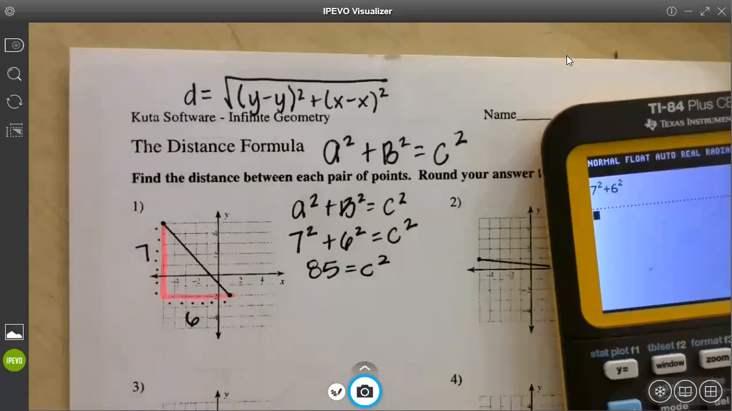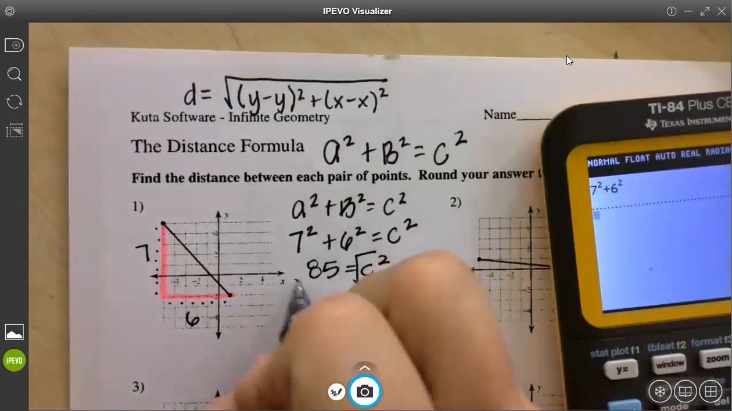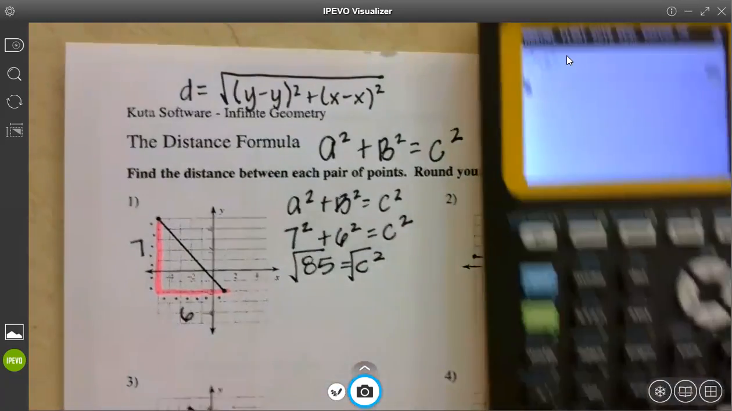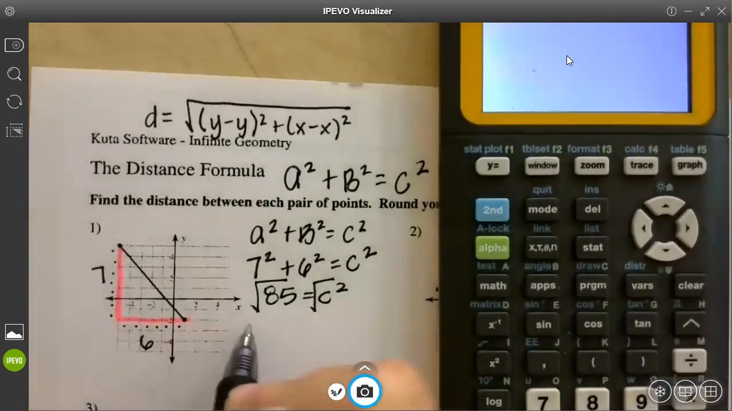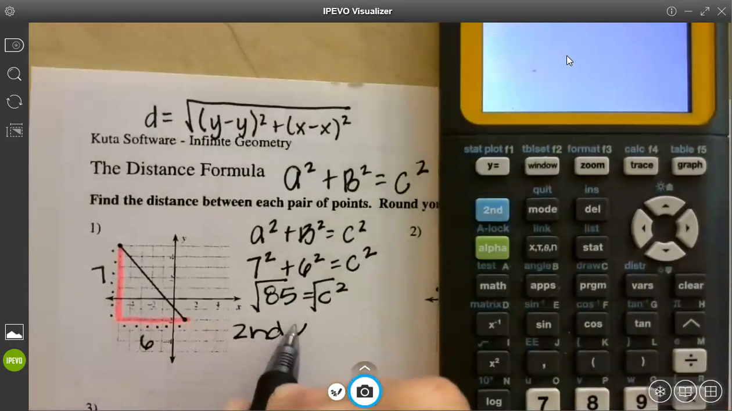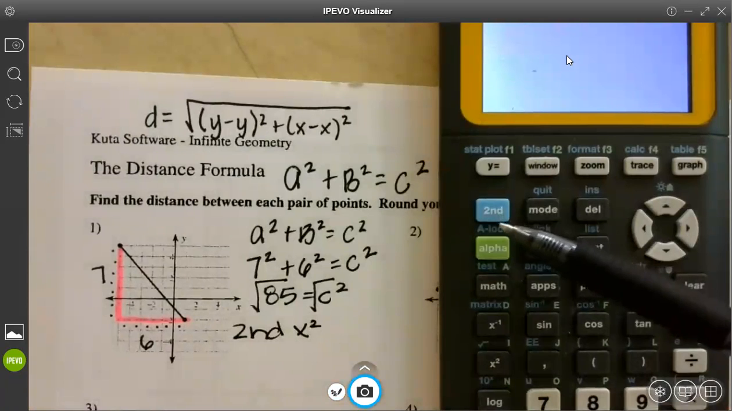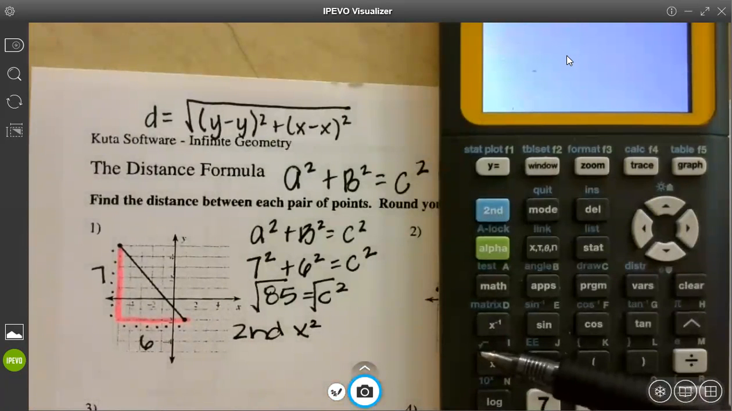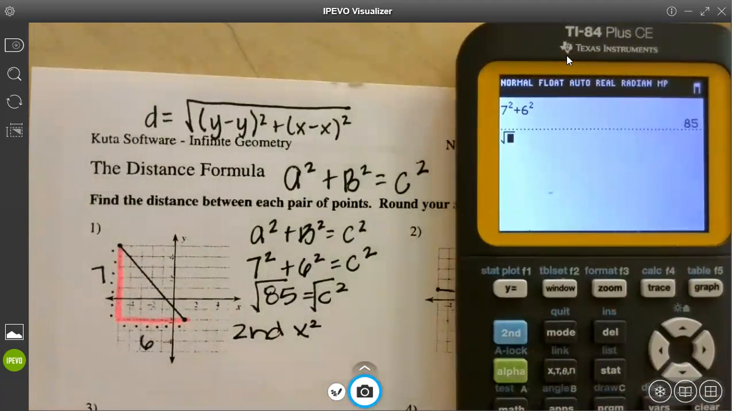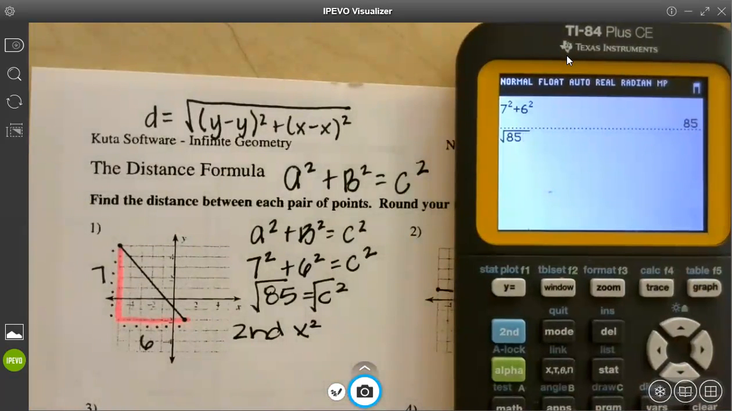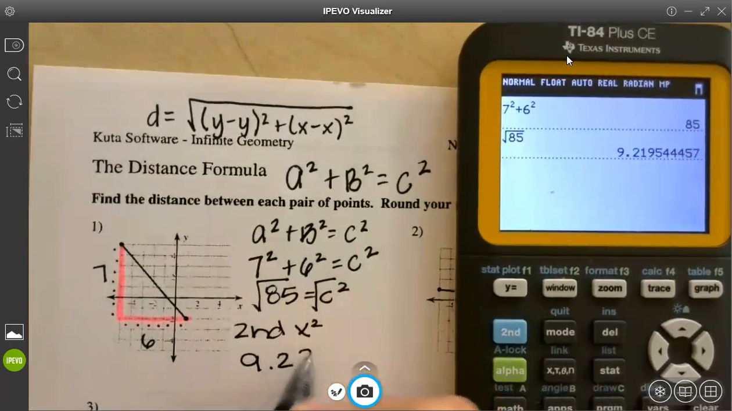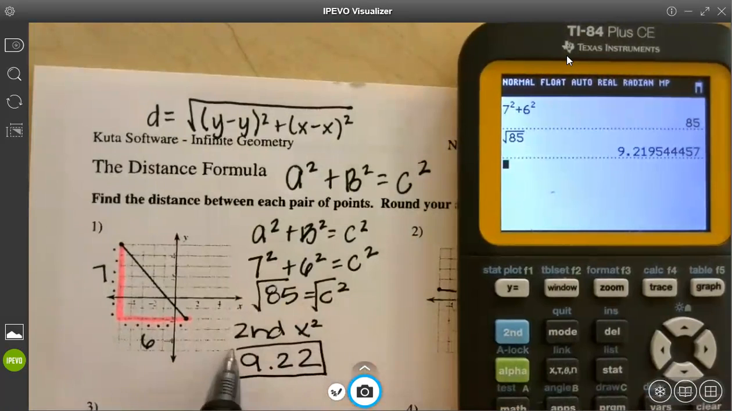And then in case you didn't know it, to solve this, to get rid of a square, you take the square root. Okay. That key on the calculator is second and your x squared key. So second is the blue key, x squared is right here. You see the little symbol right above it. Okay. So in your calculator, you'll do second and the x squared key. And you'll type in 85. And today you'll give me the decimal round to at least 2 decimal places. So 9.22. That tells you that that line is 9.22 units. Okay.